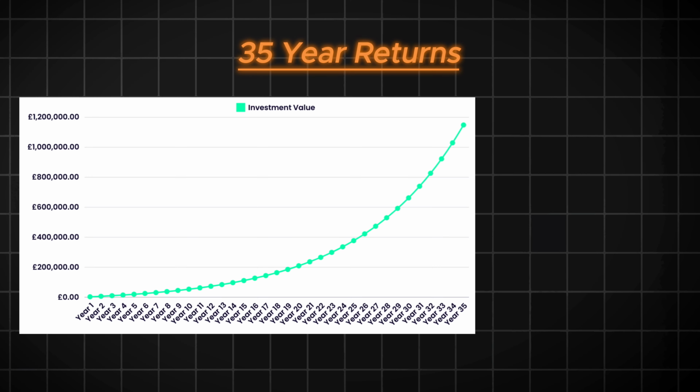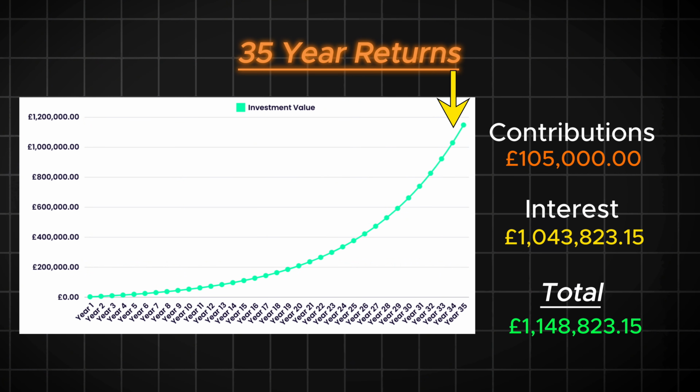At the 35-year mark, we now have a total balance of £1,148,823.15. What did take us 14 years to make our first £100,000, we are now making over £100,000 in under 12 months. The really impressive part of this is that despite this growth each year, we are still only contributing £3,000 per year. Over the total 35 years, we will have contributed £105,000, but we will have gained over £1 million in interest. Now, I don't know about you, but that sounds like one hell of a retirement plan at 53 years old.